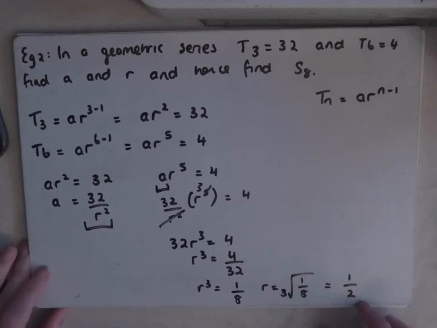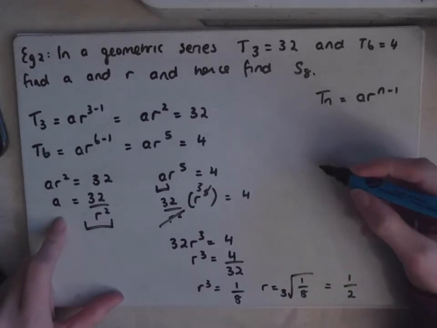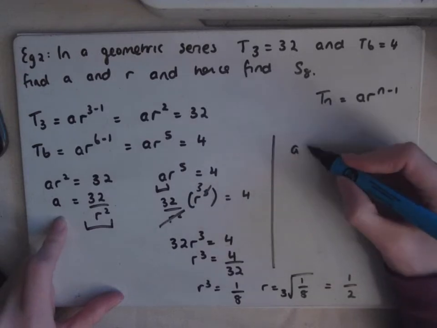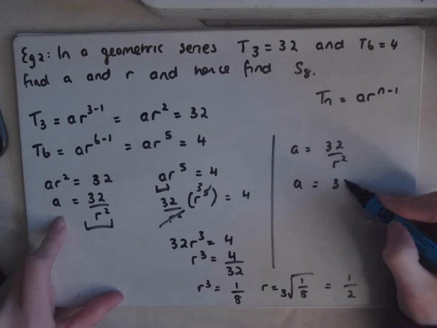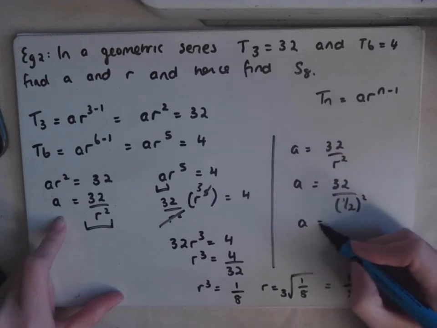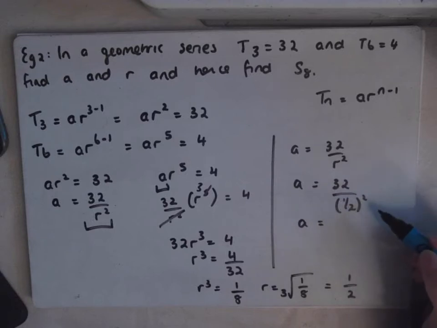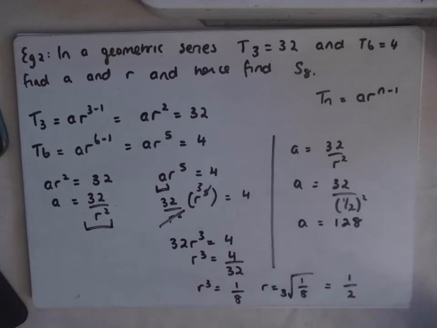Okay, now that you've found R is a half, you can just fill it back into any of these. I'm going to go back here. A is 32 over R squared, so A is 32 over a half squared, and you can throw that into your calculator. A half squared is a quarter. 32 divided by 1 over 4 is the same as multiply by 4 over 1. So 32 by 4 is 128. Okay, so there's your A and there's your R.